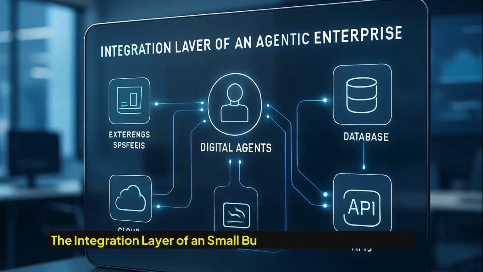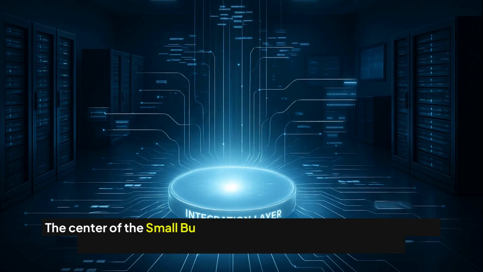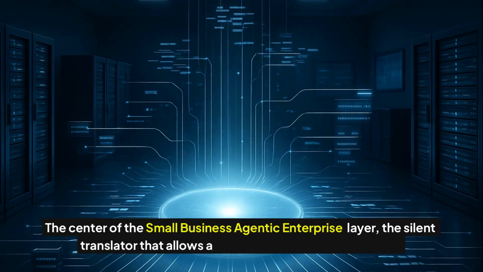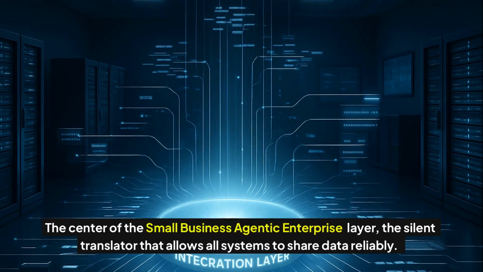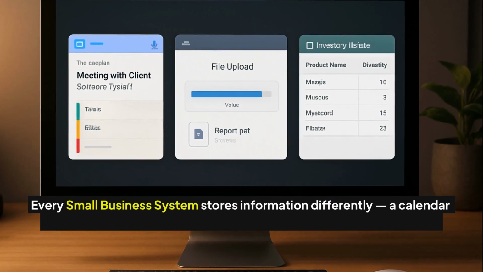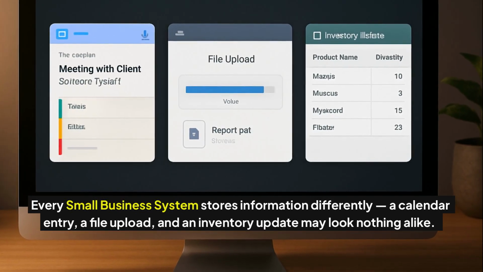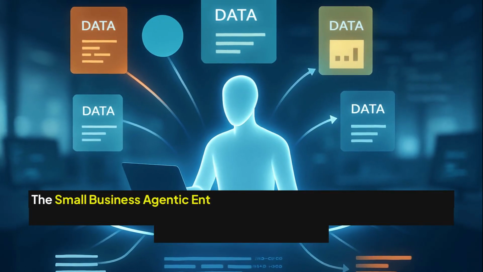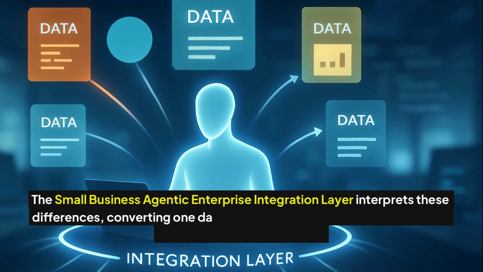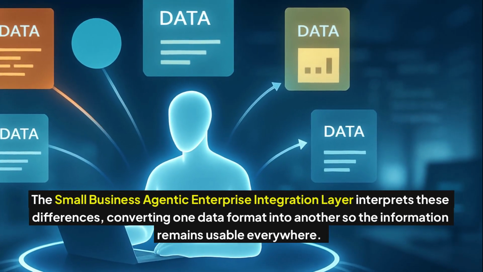The integration layer of a small business agentic enterprise. The center of the small business agentic enterprise layer, the silent translator that allows all systems to share data reliably. Every small business system stores information differently. A calendar entry, a file upload, and an inventory update may look nothing alike. The small business agentic enterprise integration layer interprets these differences, converting one data format into another so the information remains usable everywhere.